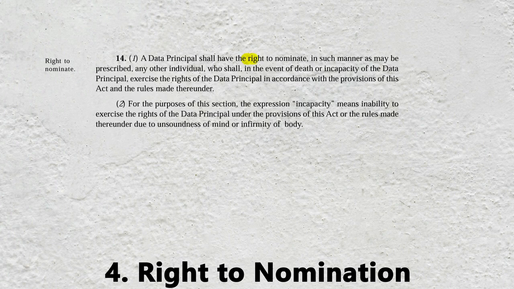Number 4, right to nomination. Under this Act, you have the right to nominate another person to exercise your rights under this Act in certain cases, when you cannot exercise your right. That could happen due to death or incapacity. Now, these were the direct rights that are defined in Chapter 3. Following are inferred rights that you have.